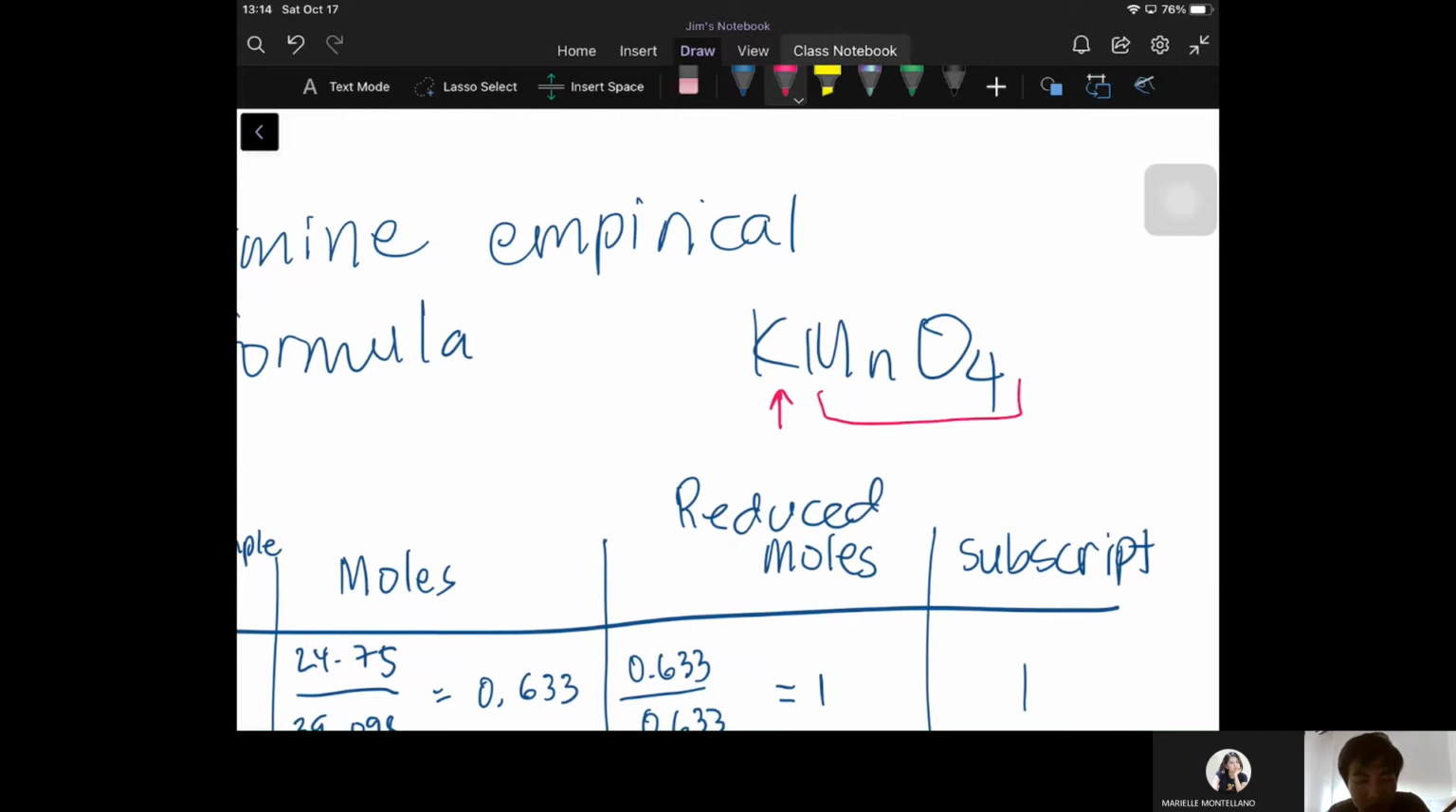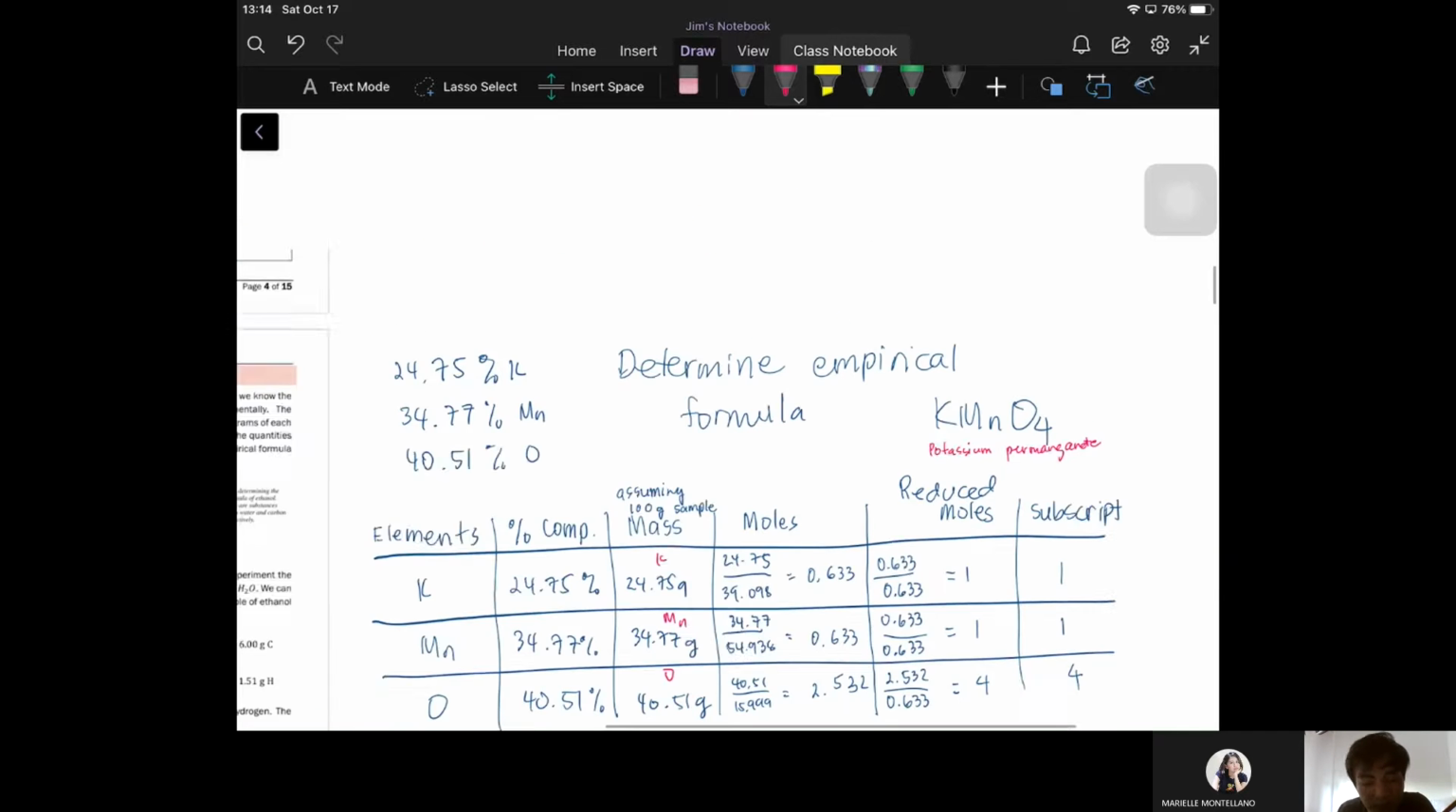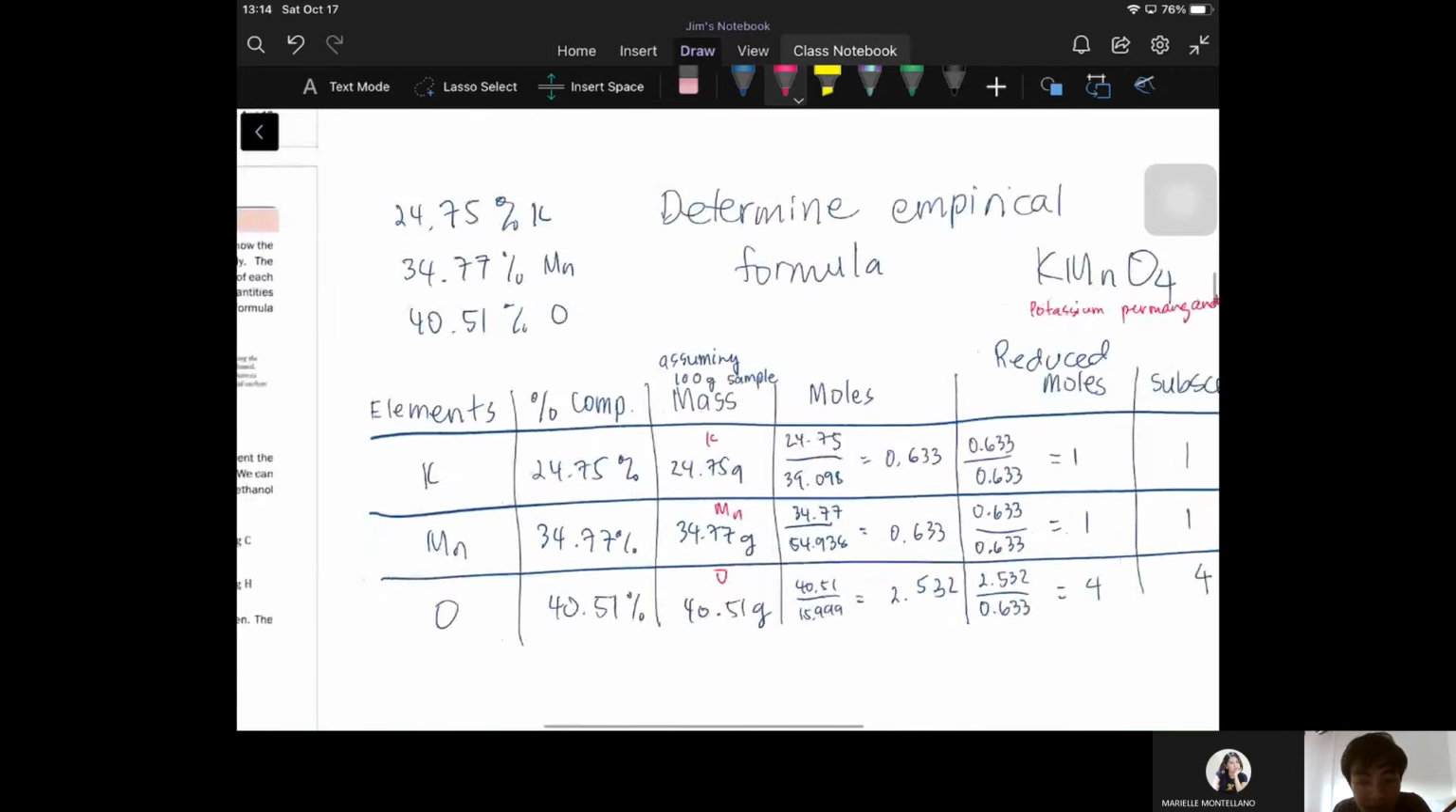It's an anion. The cation comes first before the anion, right? So K is the cation since it always comes first. Then the rest is your anion. So K is potassium. MnO4 is permanganate. So the name of the compound is potassium permanganate. So that's it, it's easy.